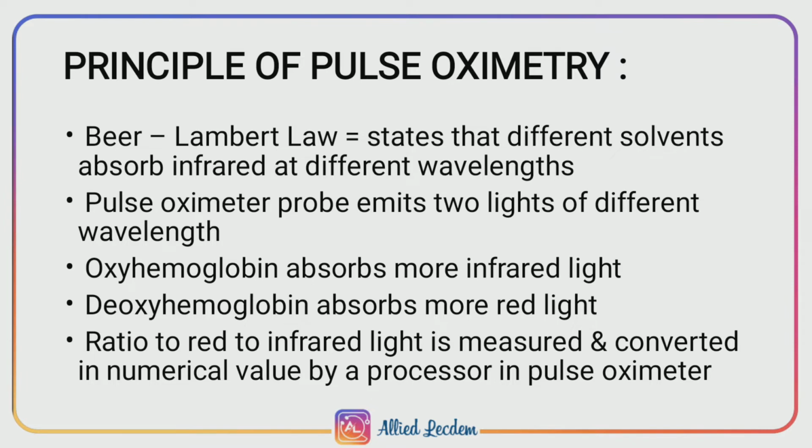So pulse oximeters work on the principle of Beer-Lambert law, which states that different solvents absorb infrared at different wavelength. A pulse oximeter probe emits two lights at different wavelength. Oxyhemoglobin absorbs more infrared light, while deoxyhemoglobin absorbs more red light.